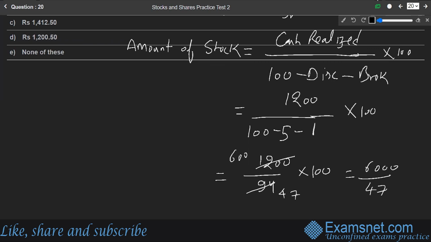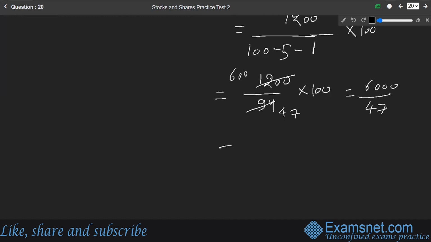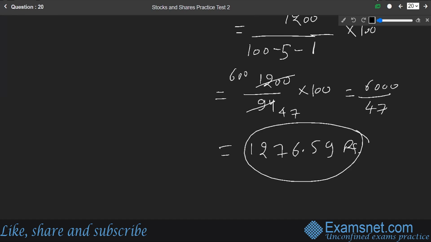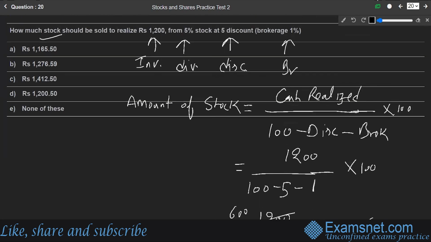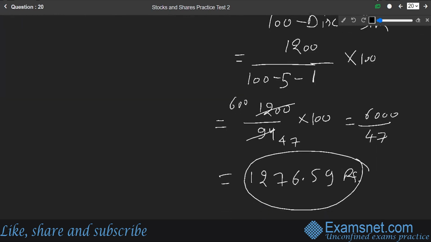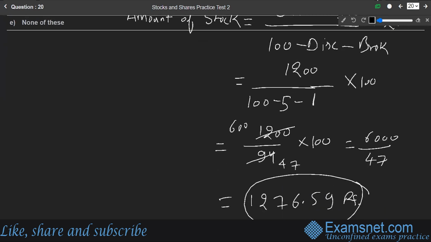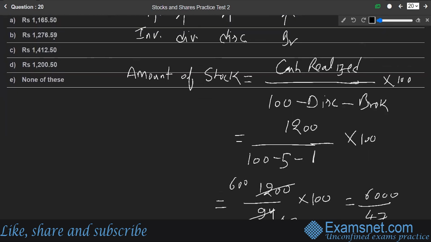So clearly we need to find out this division. This can be done manually itself. So we find the number as 1276.59. So that is the amount of stock, or the investment, that is clearly given as 1276.59. Let us see where it is available. It is clearly available in option number B. So that becomes the right answer for us.